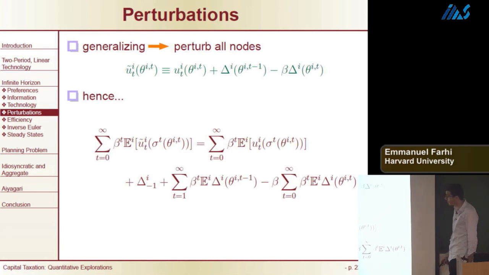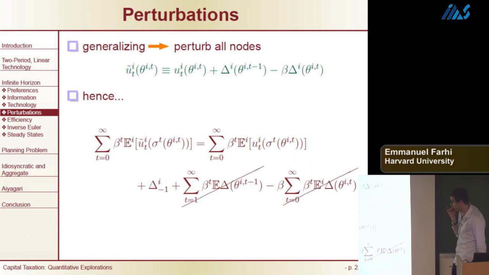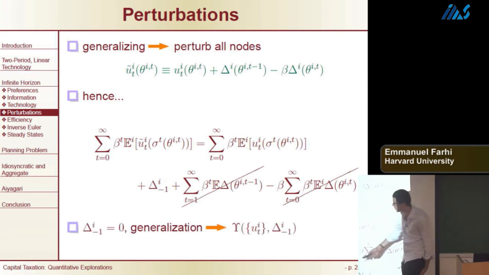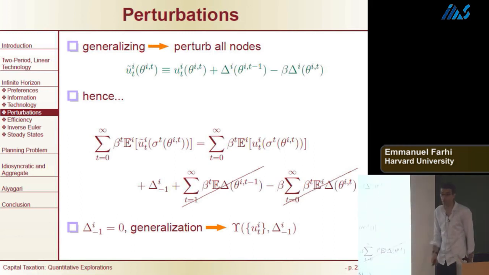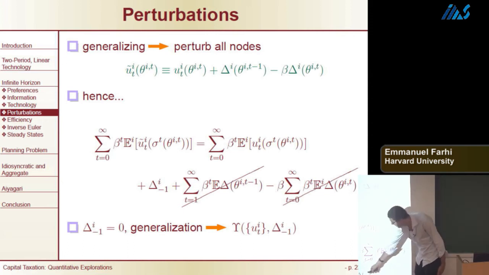And if you sum up the utilities that you obtain through this perturbation, and you work through the algebra, you realize that as long as you impose that the initial perturbation is zero, then you deliver the same utility. And by construction, you also preserve incentive compatibility. And what we're going to do is generalize this set to allow for a given initial utility shifter, delta_{-1}.